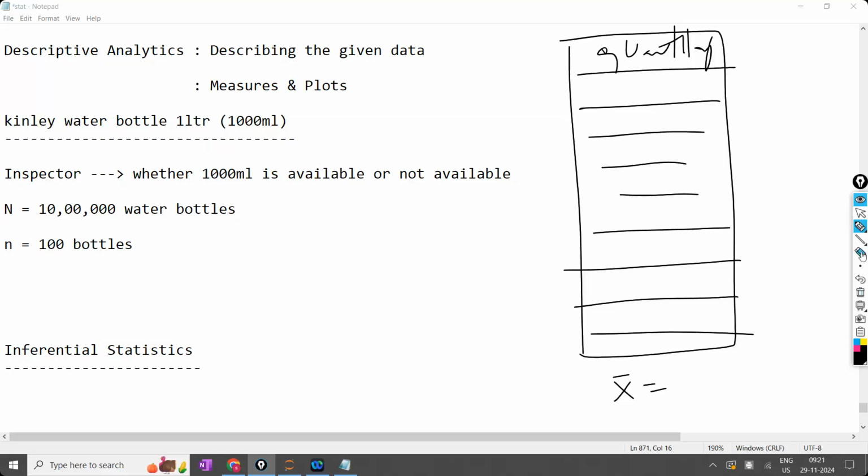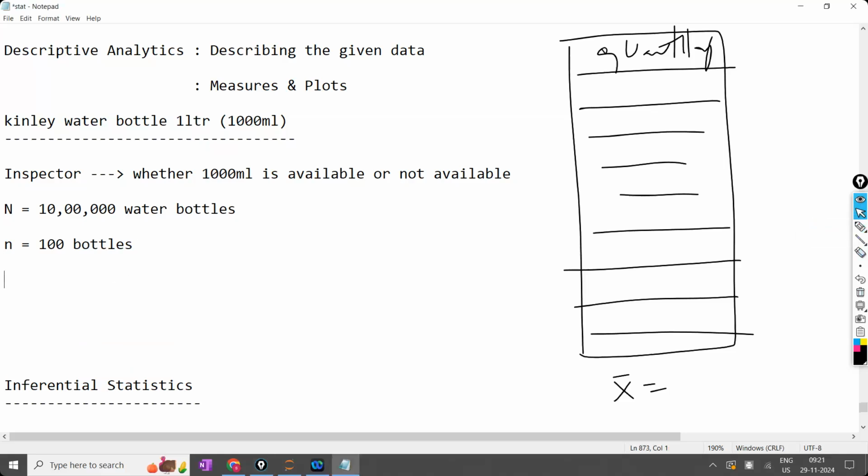We can't calculate them. So what we are going to do is estimate. We will estimate the quantity inside the 10 lakh water bottles based on the 100 water bottles.